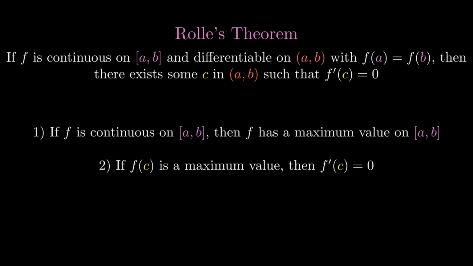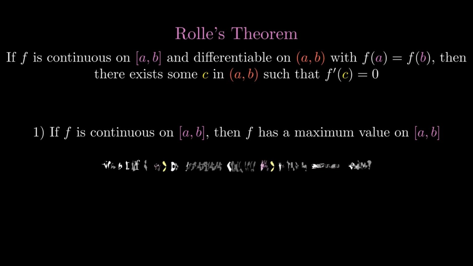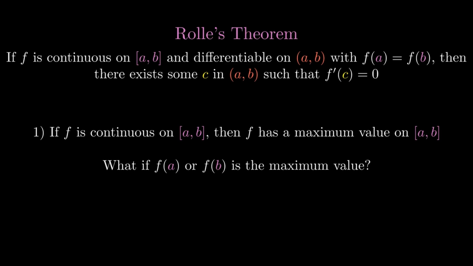However, there is one specific case we need to consider. What if f of a or f of b is the maximum value? Notice that we run into a problem when we look at f prime of a and f prime of b. Since f is differentiable on the open interval a, b, f prime is not defined at a or b, and we cannot conclude that f prime of a or f prime of b is equal to 0. But there's a way to get around this.